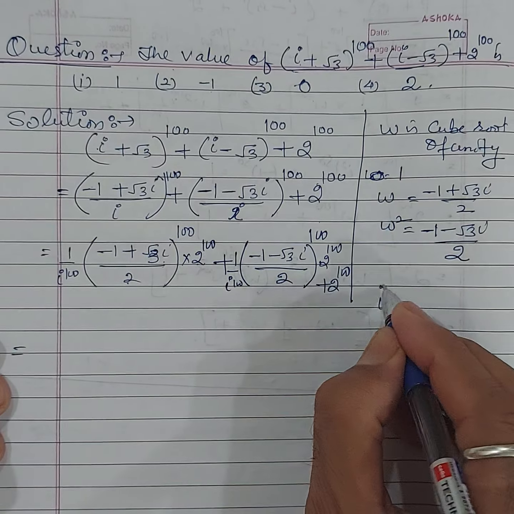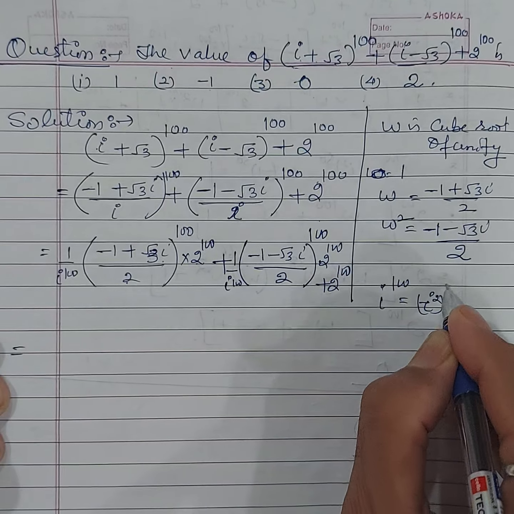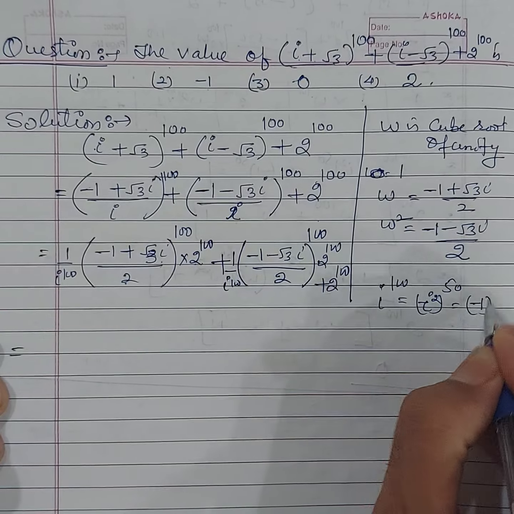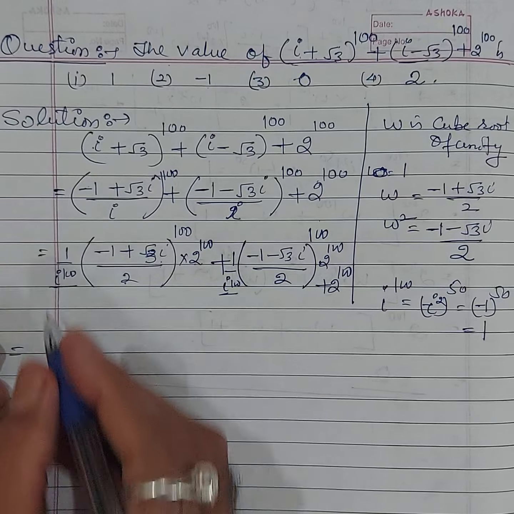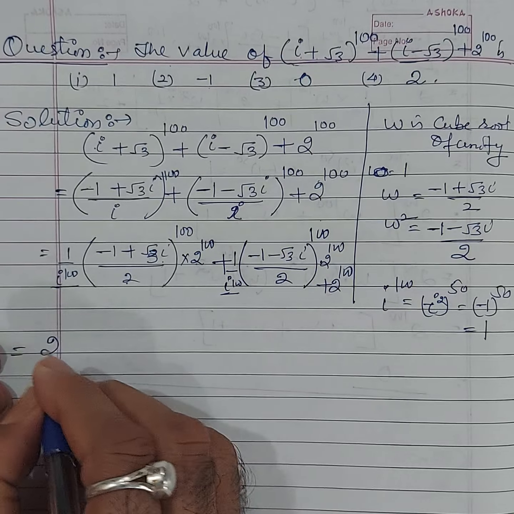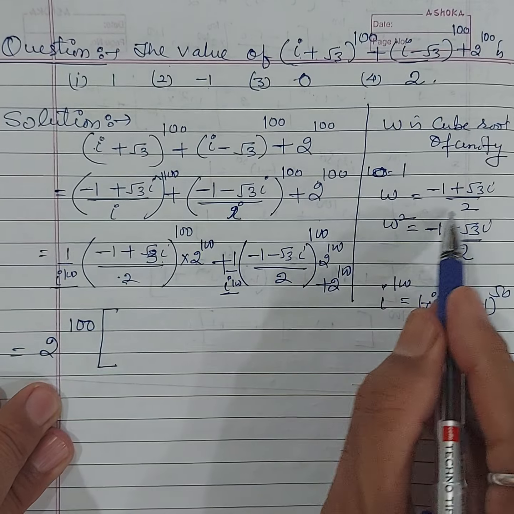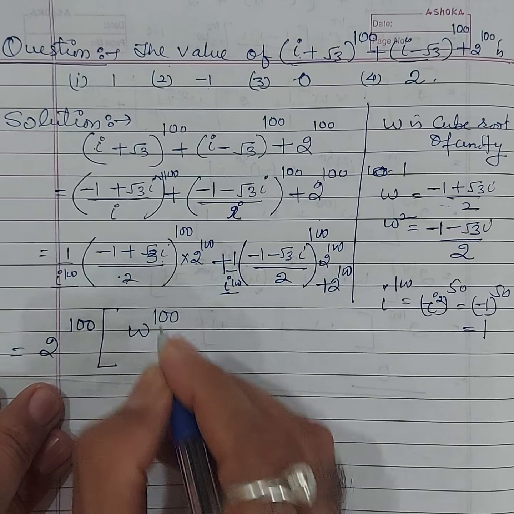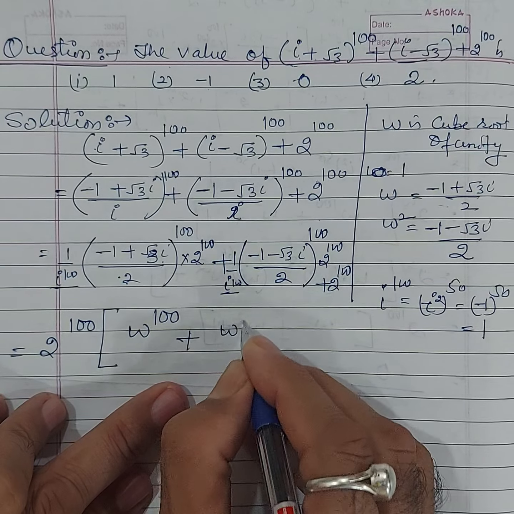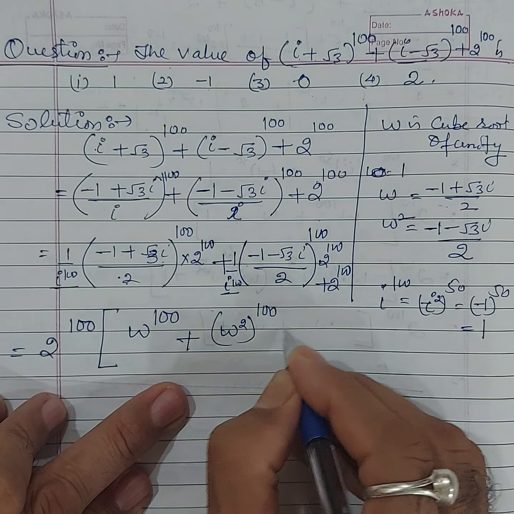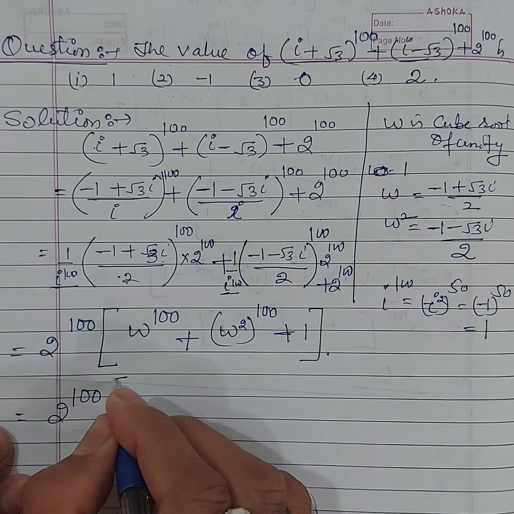Now see, i^100 is (i²)^50. It is (−1)^50, which is 1. So this will become 1, and 2^100 is taken outside, and this value is equal to omega. So omega^100 plus this is omega square raised to the power 100, plus 1. Now 2^100.